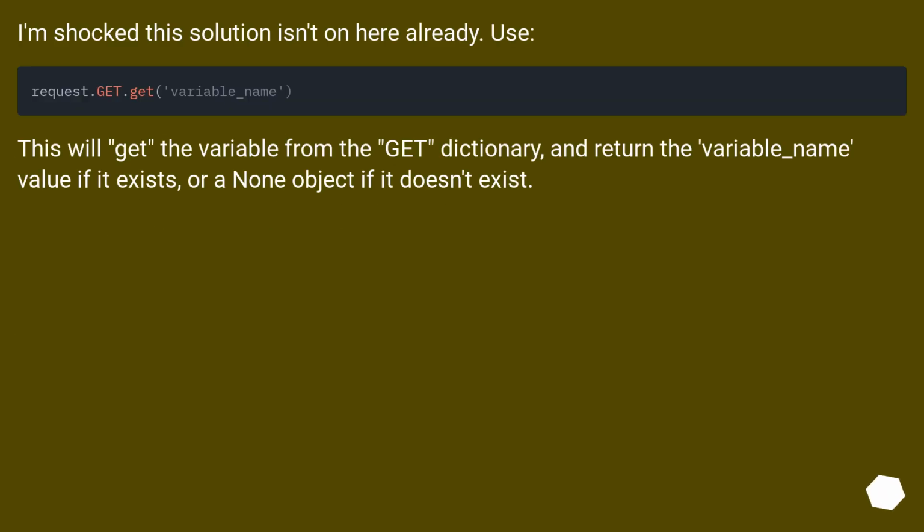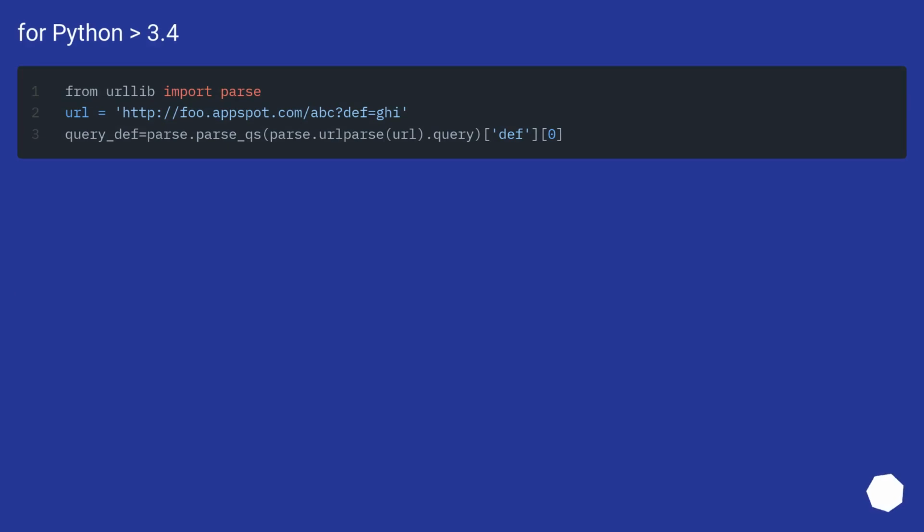I'm shocked this solution isn't on here already. Use request.GET.get. This will get the variable from the GET dictionary, and return the variable_name value if it exists, or a None object if it doesn't exist. For Python greater than 3.4.